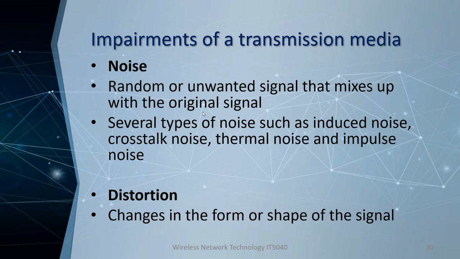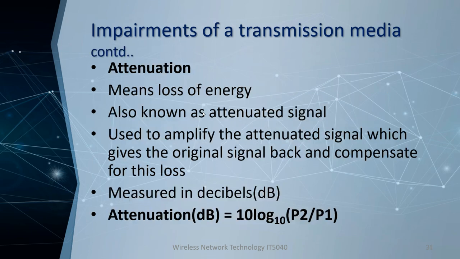Distortion means changes in the form or shape of the signal, and this is generally seen in composite signals made up of different frequencies. Each frequency component has its own propagation speed traveling through a medium, and that's why it is delayed in arriving at the final destination.